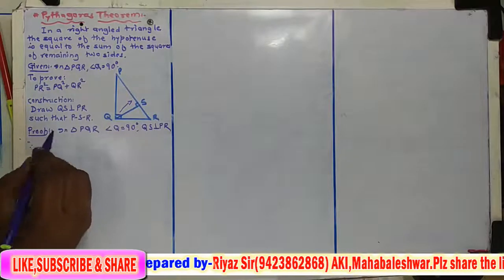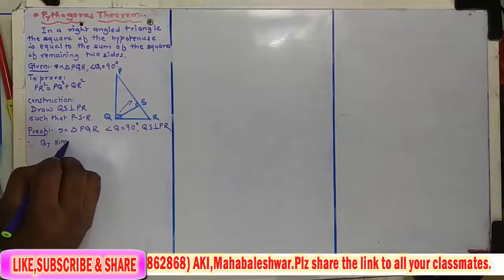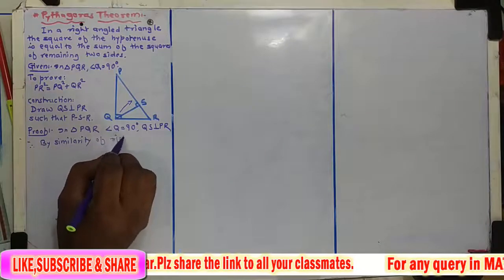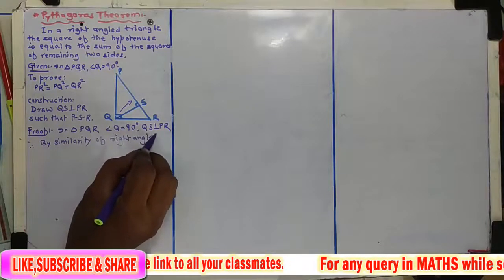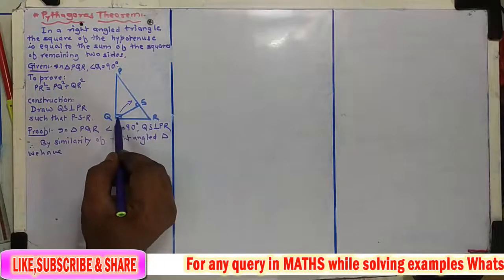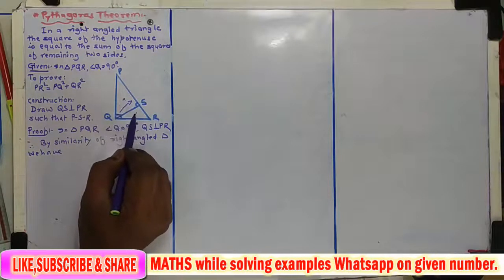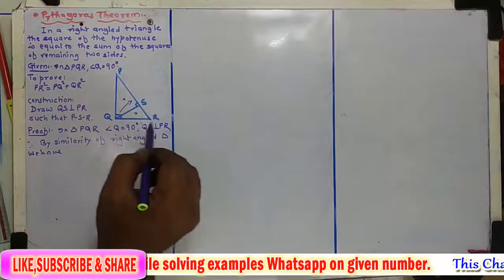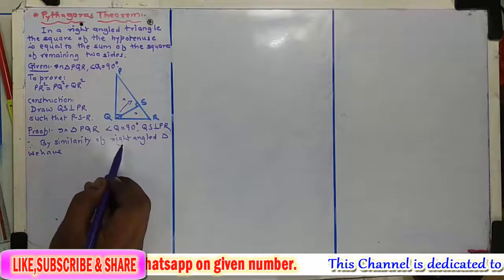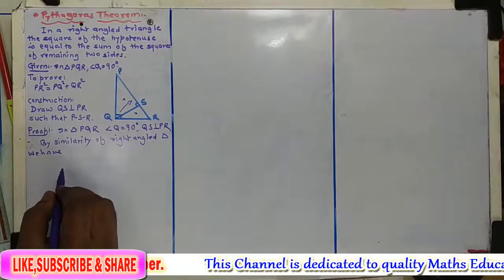Therefore by similarity of right angle triangles, we have: if we draw a perpendicular from the right angle to the hypotenuse, then the two triangles so formed are similar to the original triangle. Also they are similar to each other. That property we have studied in similarity of right angle triangles in the previous video, right? So here we have to write those three triangles which are similar.